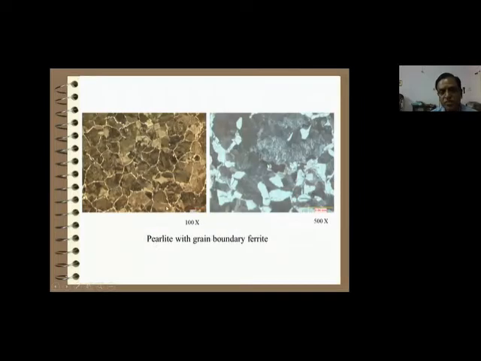This is one microstructure, pearlitic with grain boundary ferrite. These grain boundaries are the ferritic grain boundaries, and this is the pearlitic structure. And this is at 100 magnification. The same structure when we see at 500, here you can see in more magnified form actually.